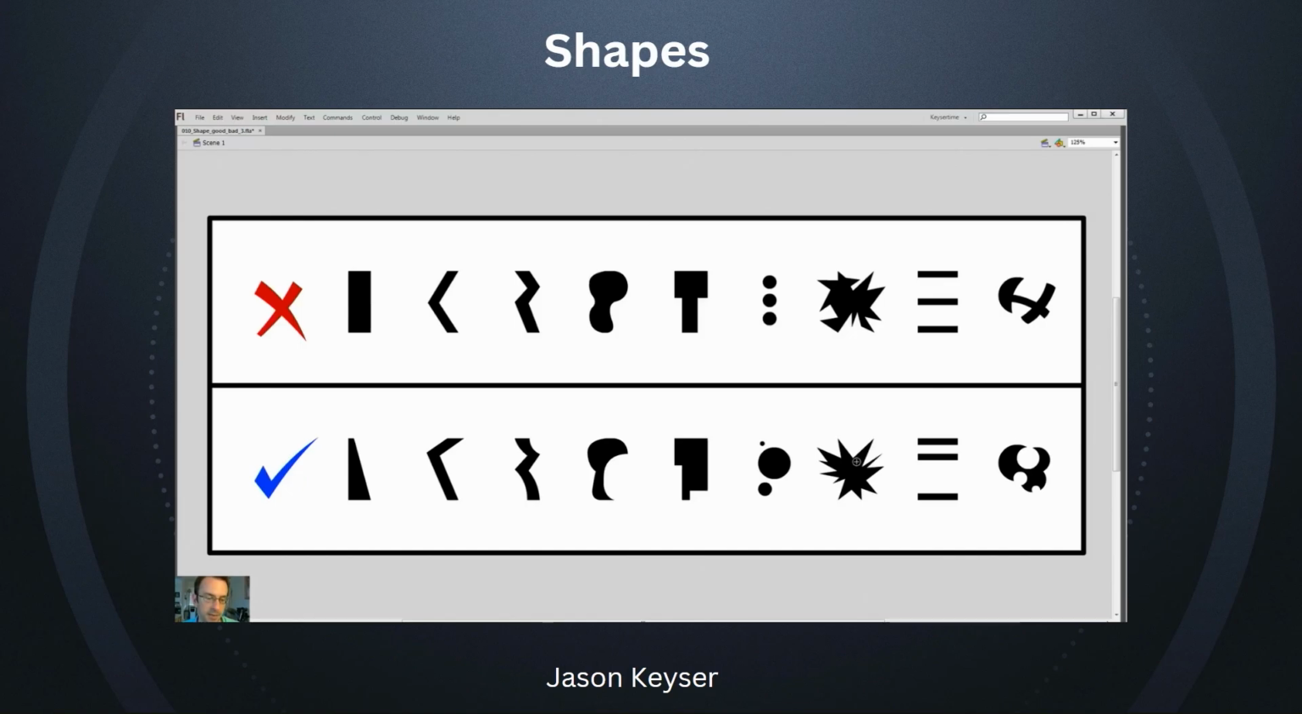So, shape language. I feel like for explosions, this is the most important part: getting your shapes correct. At the bottom, we have the correct shapes. At the top, we kind of have the no-no shapes. And you can see Jason at the bottom left. That's part of his presentation that's super long, and I'm trying to condense it here.